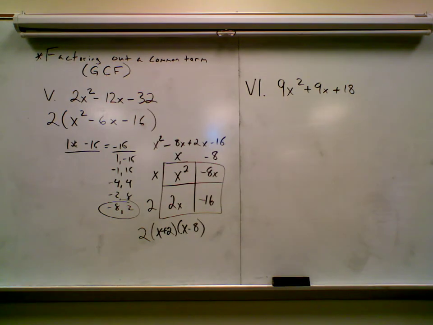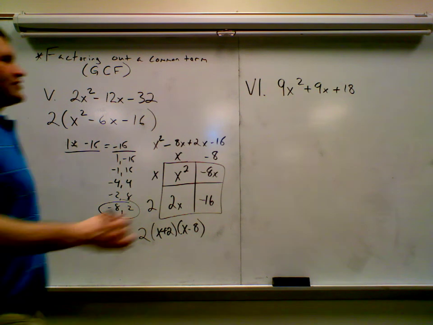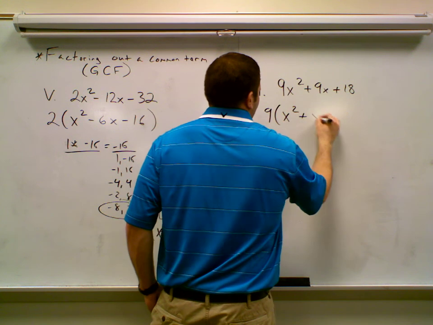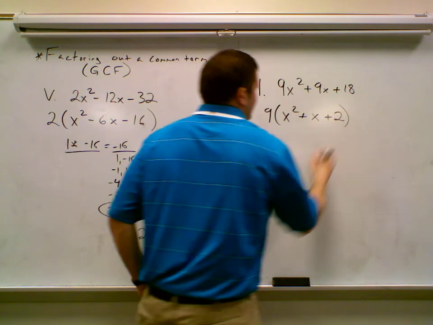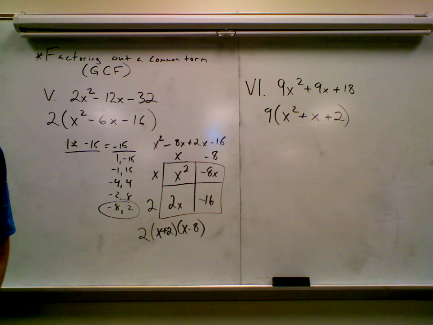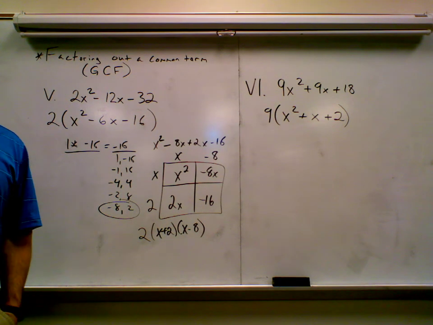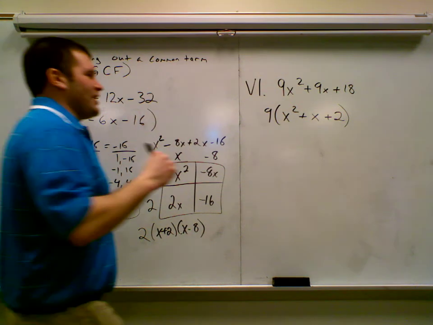Is there a GCF? Yeah. What is it? 9. So if I take a 9 out, look at this. There you go, you got that one right. Woo! So now I multiply A and C, right?